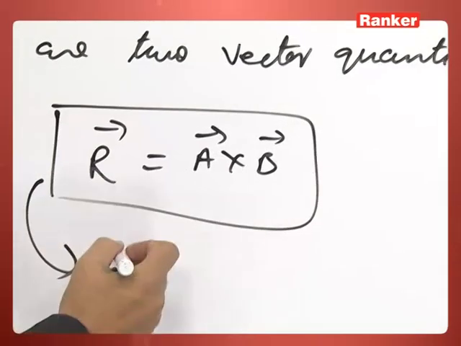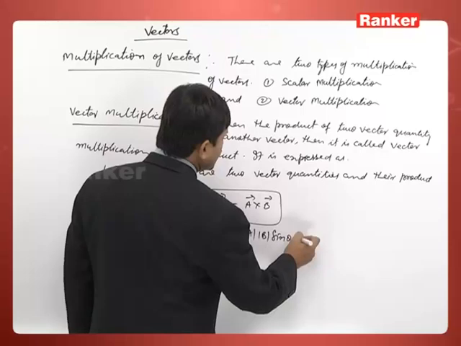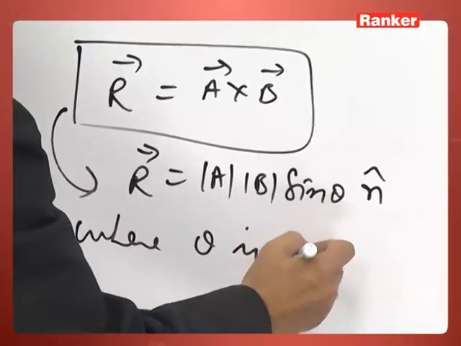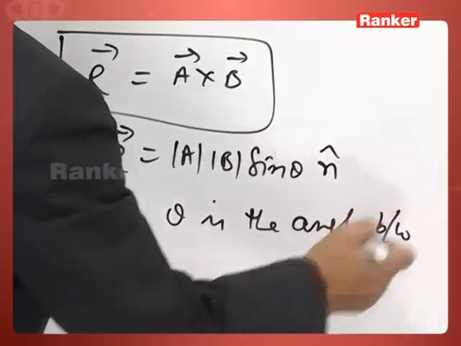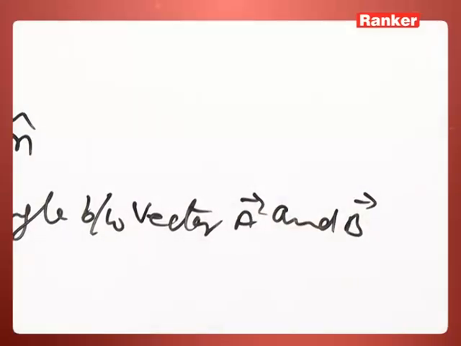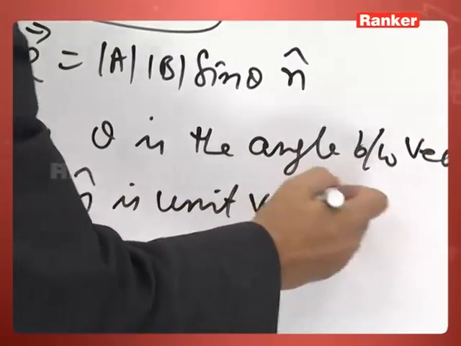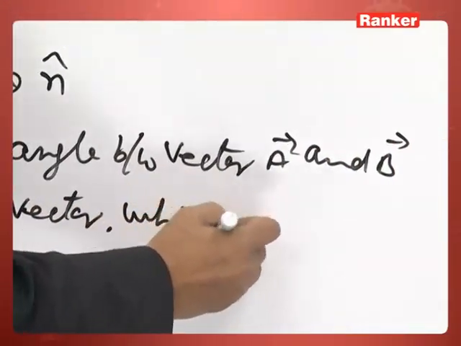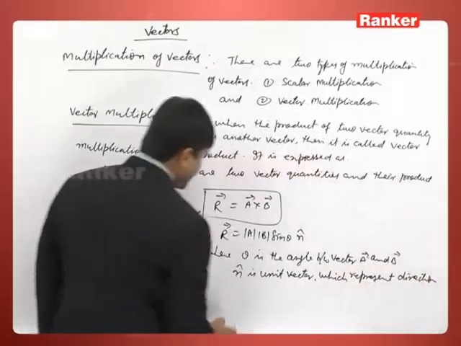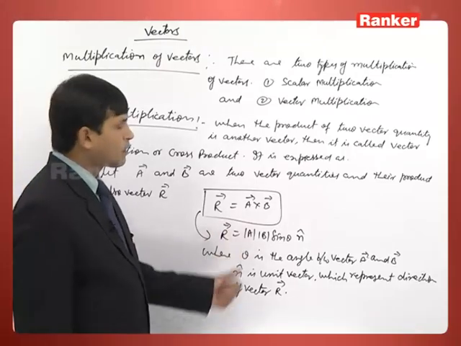Now, further we can see vector r is mod of A, mod of B, sin theta, then we use here n cap, where theta is the angle between vector A and B, and n cap is the unit vector which represents the direction of vector r. This is the meaning of cross product.